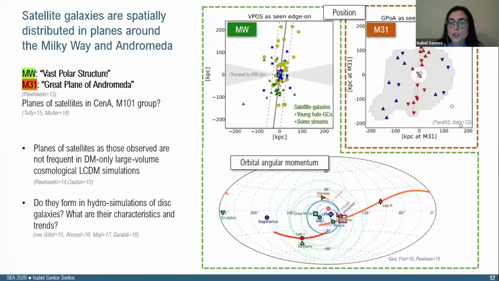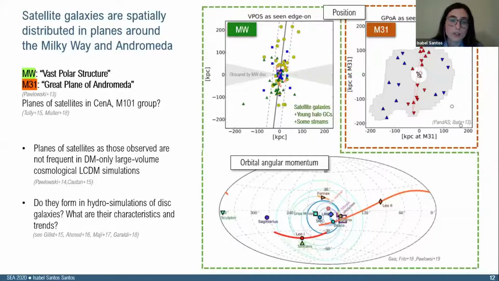Moreover, thanks especially to recent proper motion data from Gaia, it has been shown that some of the satellites are co-orbiting within the plane that they define in position space. On the other hand, in Andromeda, there is also a thin plane of satellites, shown here in red, formed by a group of objects that have somewhat coherent radial velocities, which suggests that they may also be co-orbiting.